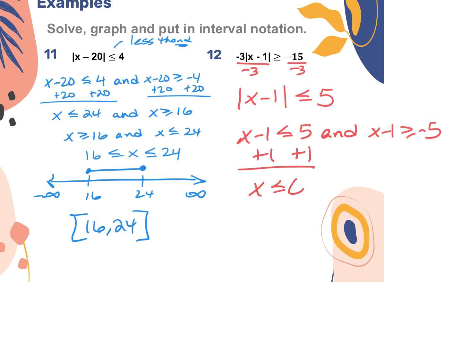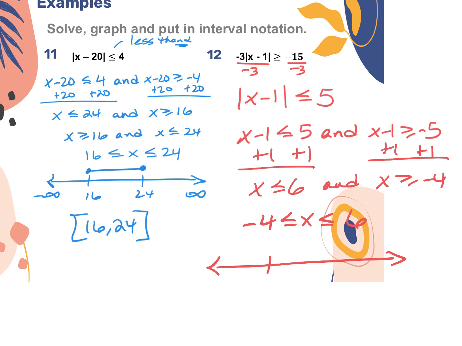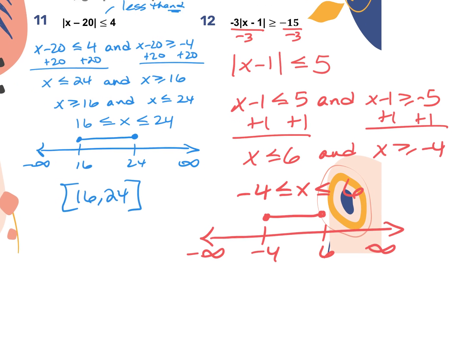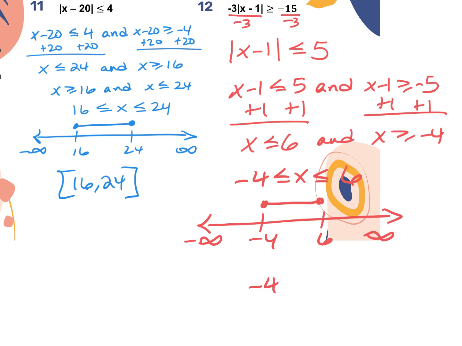X is less than or equal to 6. And X is greater than or equal to negative 4. Again, I'll flip it around. If we want to just go right into our compound, it would look like that. On the number line, negative 4, positive 6. And then these are closed circles, joined in the middle. The interval notation, negative 4, comma 6, with brackets.